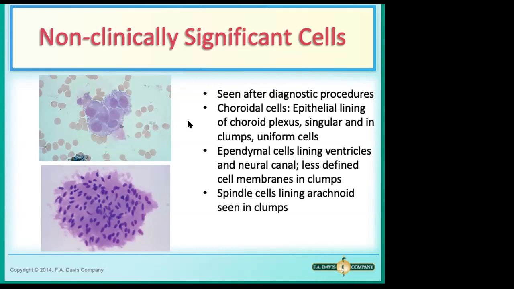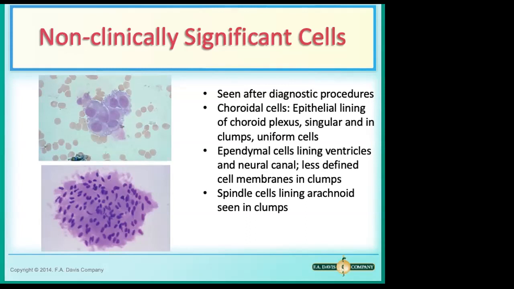Choroidal cells are the cells of the epithelial lining of the choroid plexus. They're singular, or sometimes you see them in clumps, and they are uniform cells. Sometimes you see ependymal cells lining the ventricles and neural canals. They have less defined cell membranes and usually are seen in clumps.